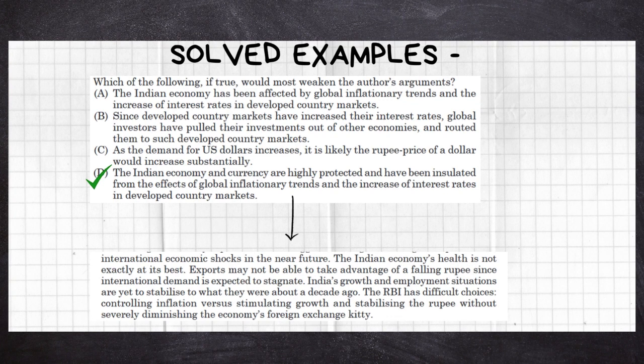The author has specifically stated that the Indian economy is not healthy at the moment, and the growth rates and the employment situation is yet to stabilize. This means that the Indian economy is vulnerable according to the author. The fourth statement states the opposite, that is, the Indian economy is insulated and protected, which clearly goes against the author's arguments. Therefore, that is the correct option in this case.